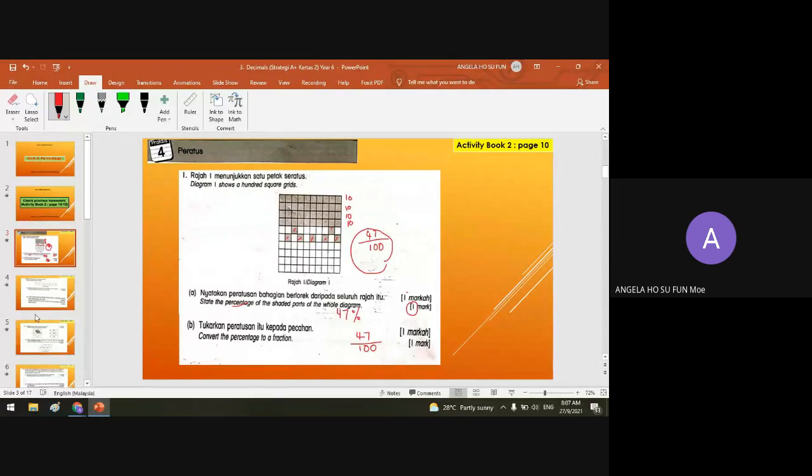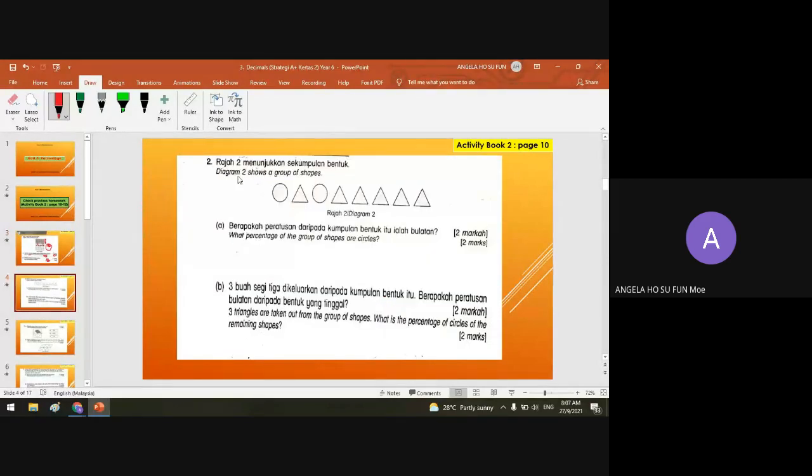Next, we go to question number 2. I like to see if there is a diagram or pictures there, it will be interesting. Now, look at diagram 2. It shows a group of shapes. You can see here there are circles and there are triangles. The question is asking: A, what percentage of the group of shapes are circles?